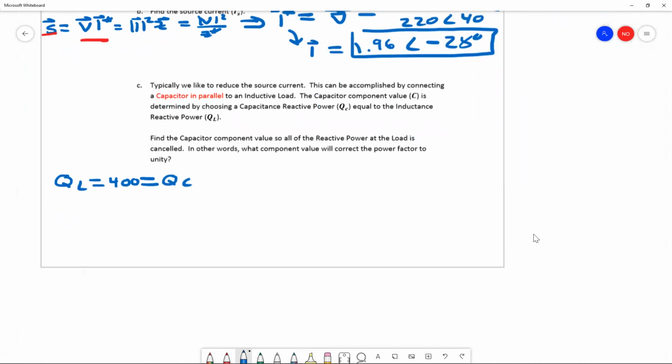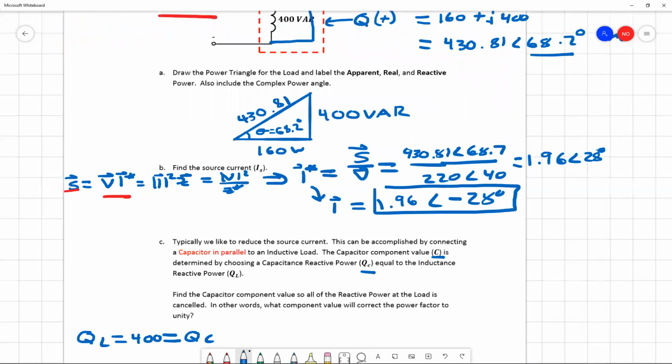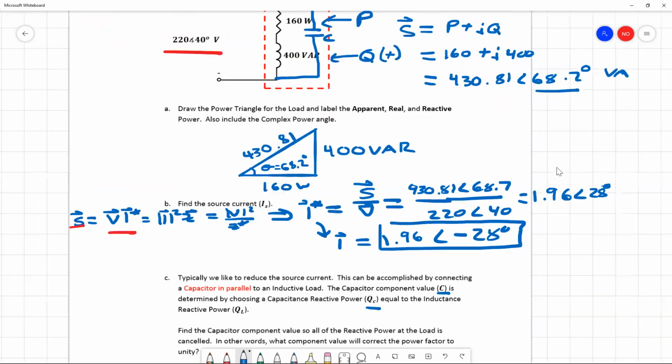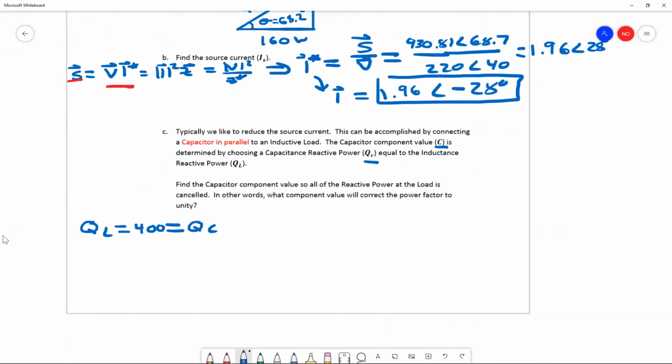So we'll have to find the values that are relevant to that capacitor. What are we trying to find? We're trying to find C. We currently have QC. We also have the voltage, because the capacitor is in parallel with the source, which means its voltage is just the source voltage. So if we have Q and we have V, we can use the equation QC equals V squared over XC. That's on your equation sheet on the AC side.